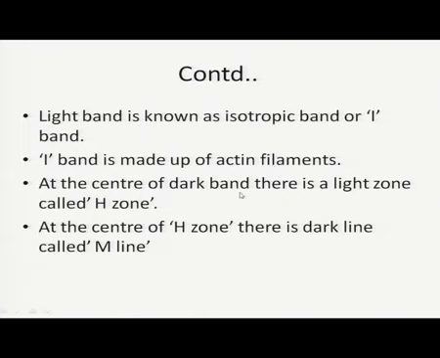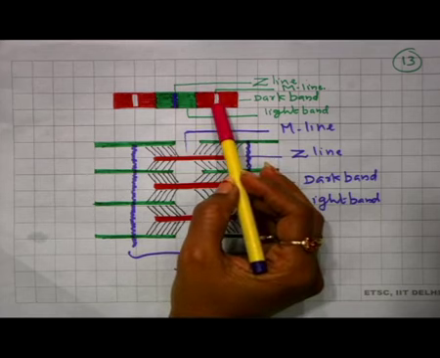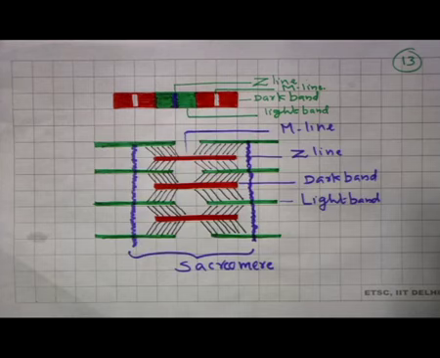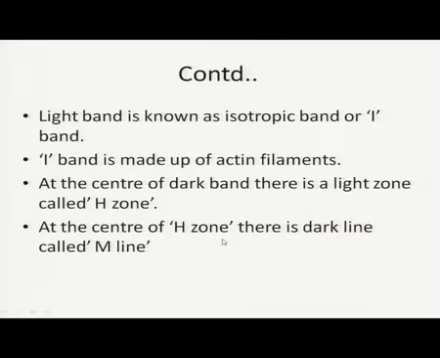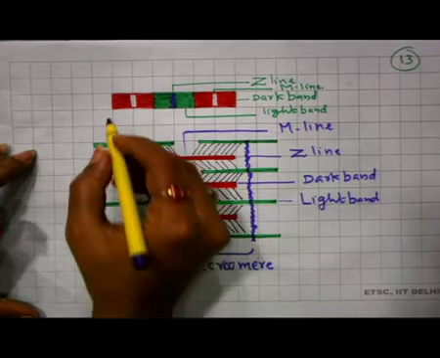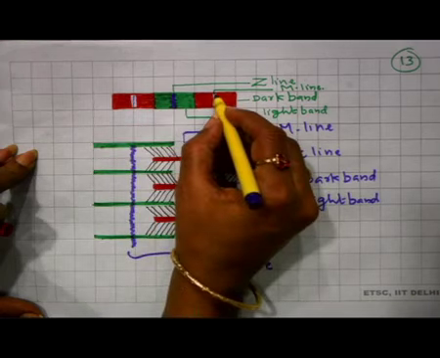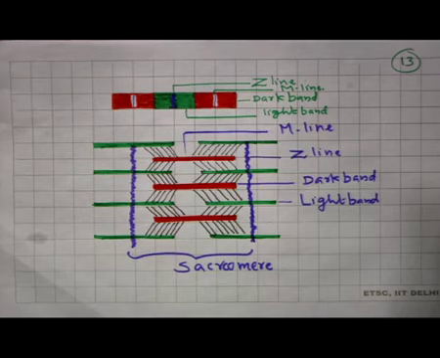At the center of the dark band, there is a light zone, and that zone is known as H zone. Here you can see at the center of this dark band there is a light zone, and this light zone is known as H zone. At the center of the H zone, when you are observing, we can see a dark line, and this dark line is known as the M line.